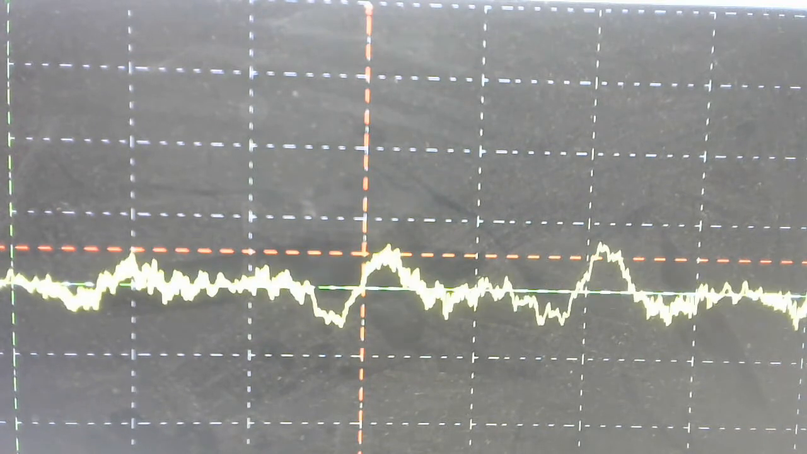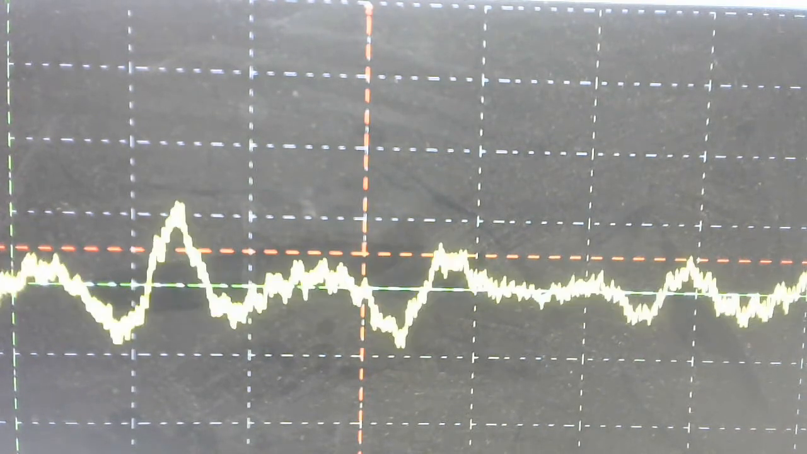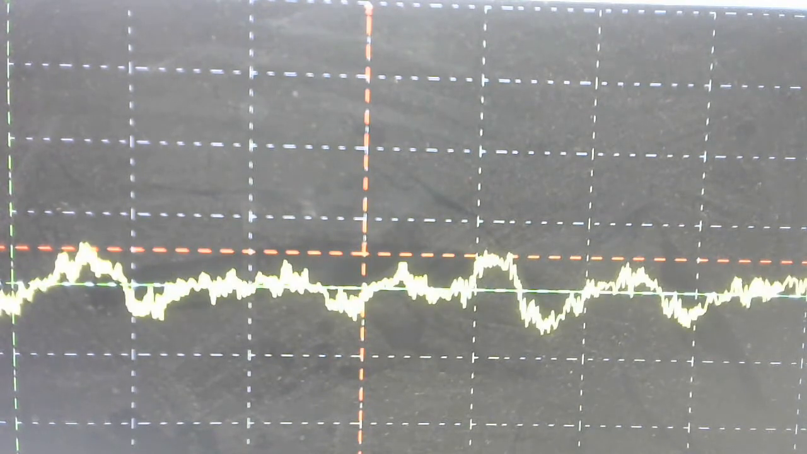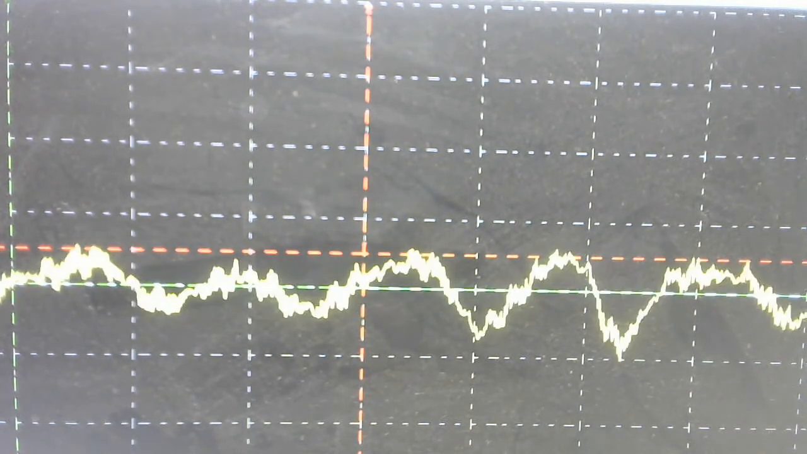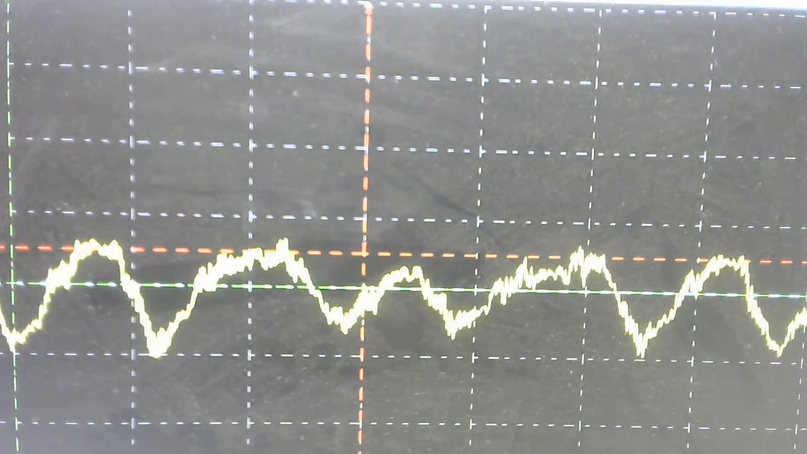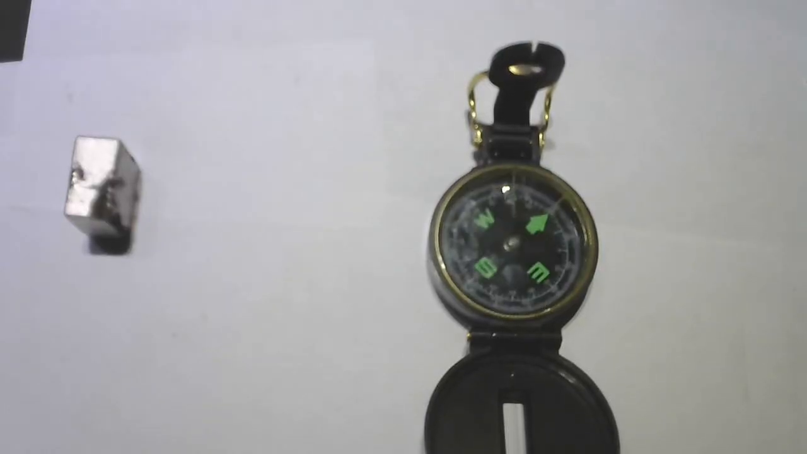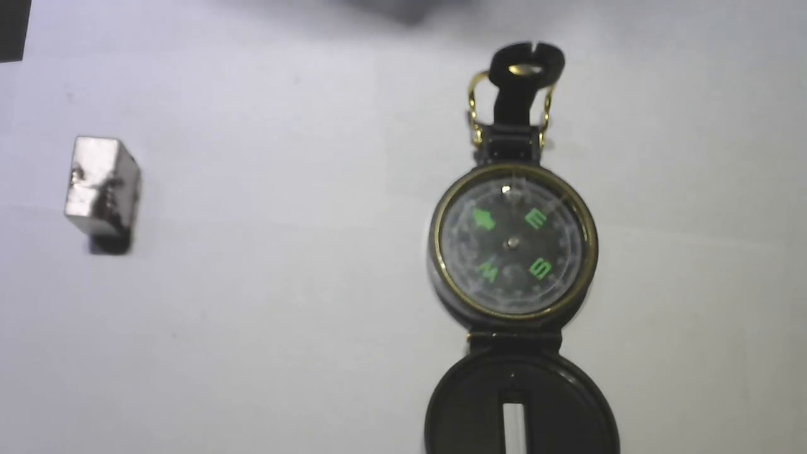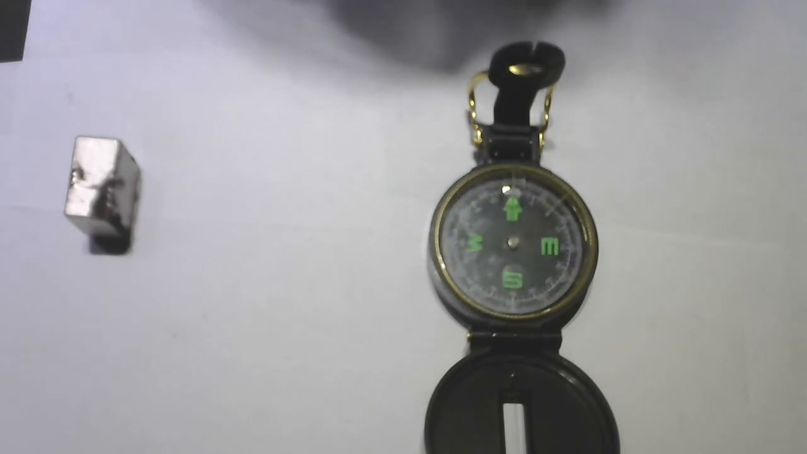And here's what the probe is picking up as the magnet oscillates. Here is that strong magnet again, this time with a compass, which will continue to oscillate for quite a while because of the springy nature of the magnetic field.